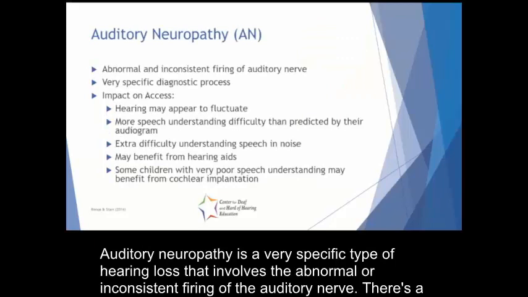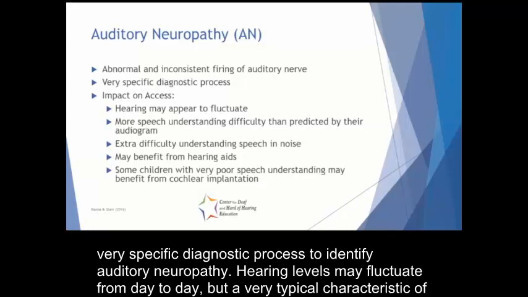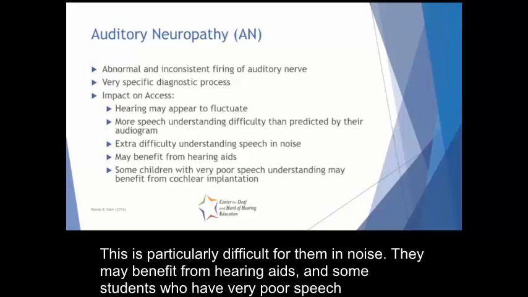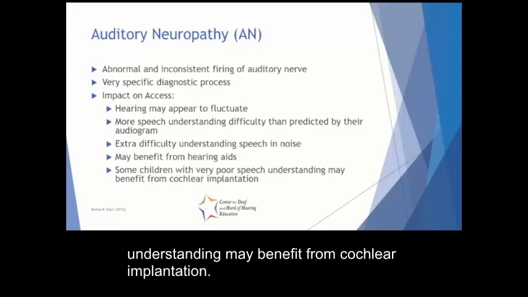Auditory neuropathy is a very specific type of hearing loss that involves the abnormal or inconsistent firing of the auditory nerve. There's a very specific diagnostic process to identify auditory neuropathy. Hearing levels may fluctuate from day to day, but a very typical characteristic of auditory neuropathy is that the student may have greater difficulty understanding speech than you would imagine from looking at their audiogram. This is particularly difficult for them in noise. They may benefit from hearing aids, and some students who have very poor speech understanding may benefit from cochlear implantation.